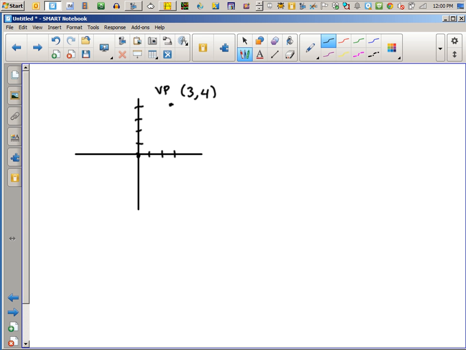And you lived right here at the origin. And you wanted to find the distance from your house to Villa Park. Right? How would you find that distance? I'm asking basically for this distance. How would you get that distance?